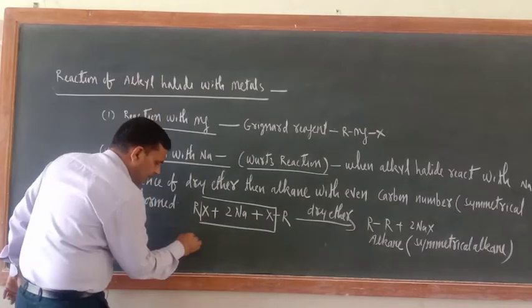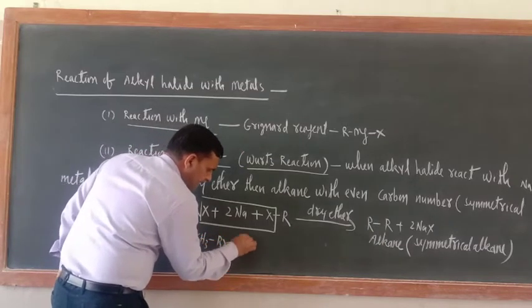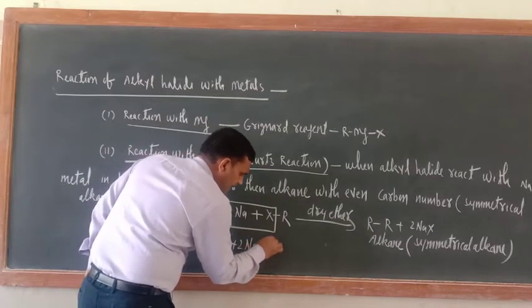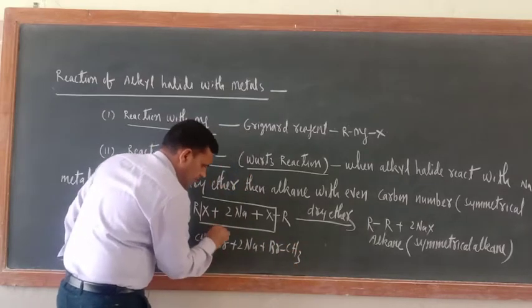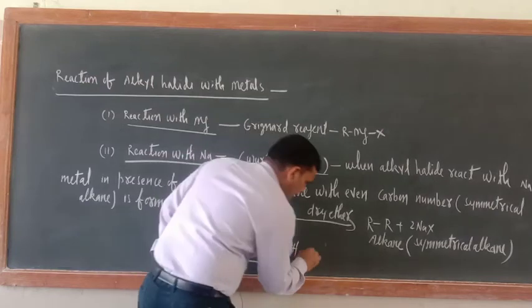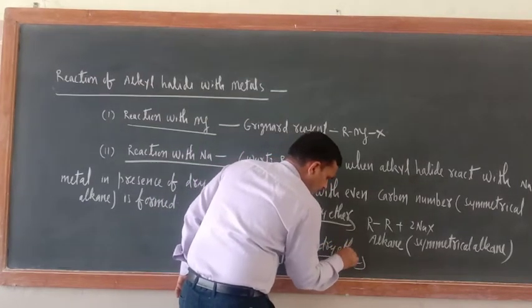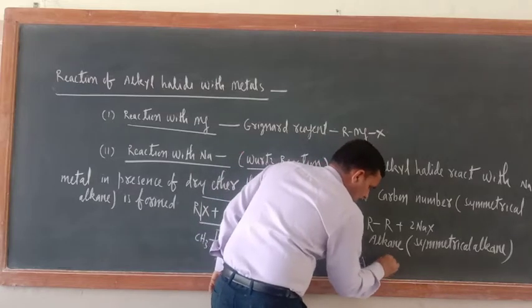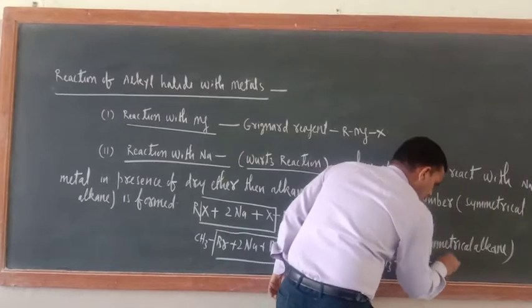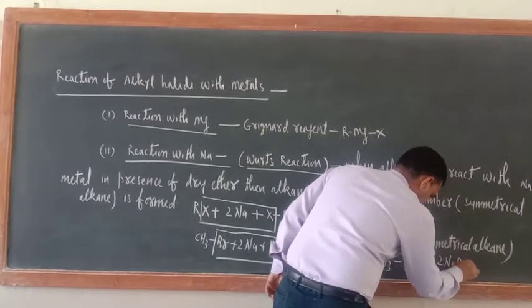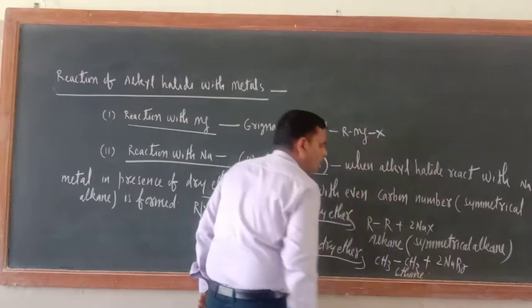Now in Wurtz reaction, always remember, these two molecules of RX should be similar. Means if on one side you are taking CH3Br, the other side you also have to take CH3Br, with dry ether. So CH3-CH3 plus 2NaBr. What is formed here? Ethane, which contains two carbon atoms.